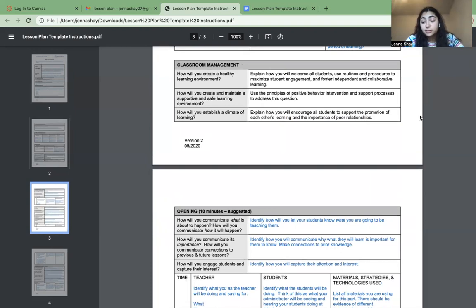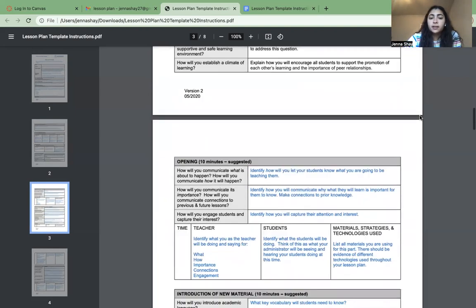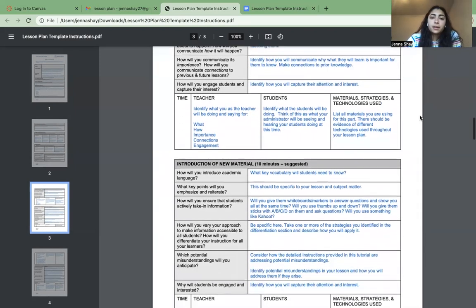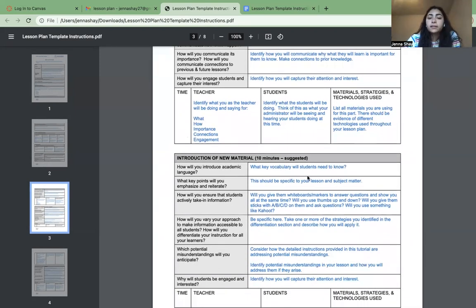Classroom management is very important. So I'm glad they have us provide the management, how it's going to be, how healthy this is going to be, how you're going to maintain a supportive and safe learning environment. I like that, a safe culture. And here's our opening, explaining how you're going to open it, what the students are going to learn, how you're going to communicate with them. And I like how it's timed right here.